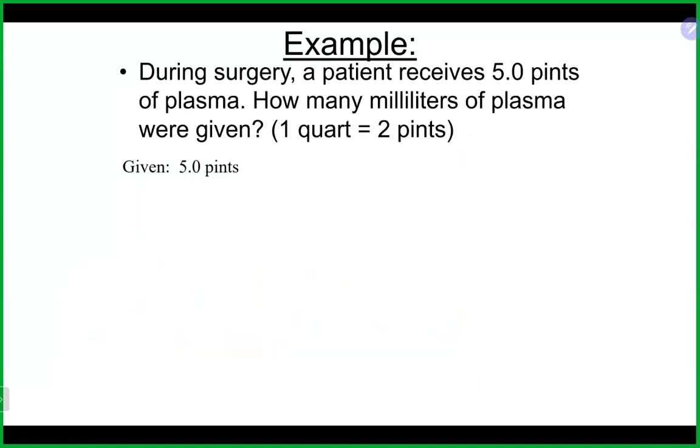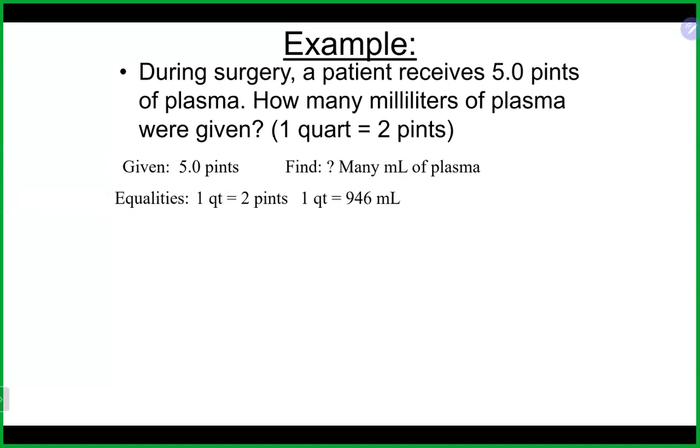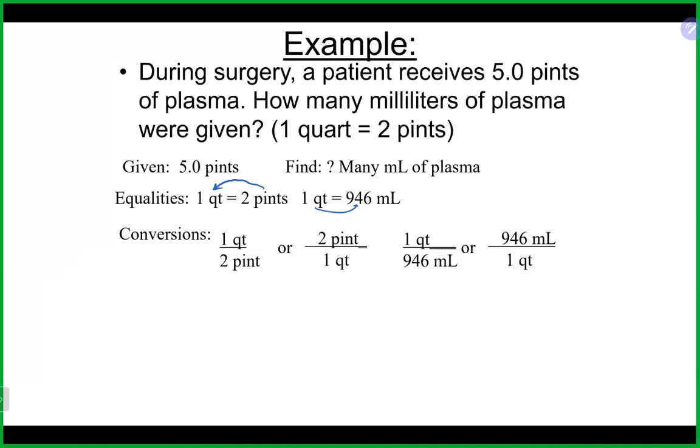All right, during surgery, a patient gets 5 pints. How many milliliters of plasma was given? Here are some equalities that might be helpful. Again, here we have 5 pints. We eventually want to get to milliliters. So this is one pathway: pints to quarts, quarts to milliliters. Once again, we have our conversion factors for each of those equalities.